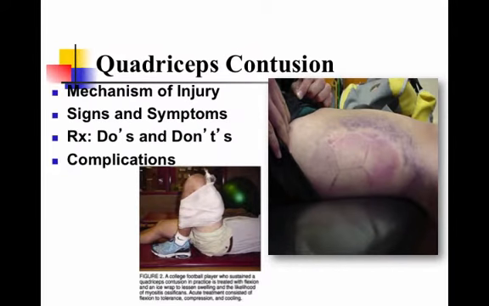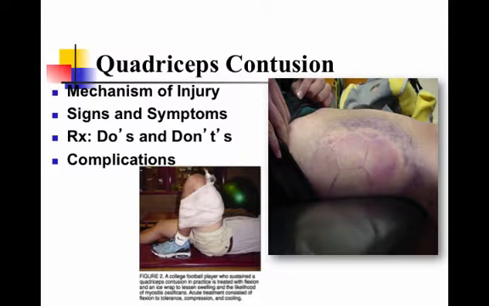Slide 4. A compression force causes a quadriceps contusion. This might be the force of another player's knee, or as shown in this picture, a soccer ball. The contusion can be minor, first degree, which would include symptoms of tightness or soreness. A bruise may or may not appear. There is no reduction in the range of motion.